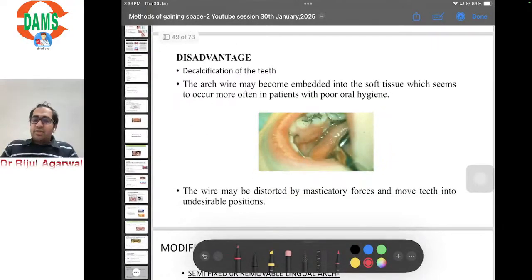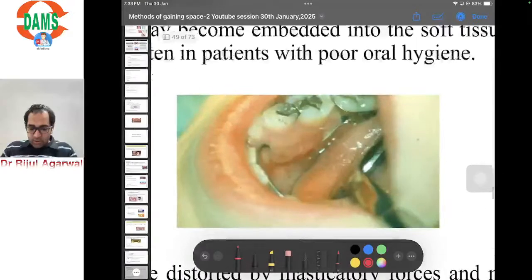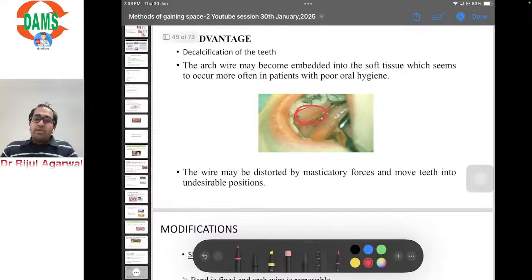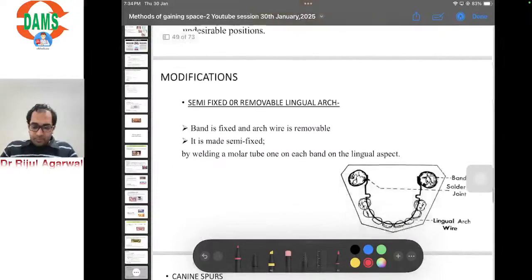The disadvantage is decalcification of the teeth under the band and material. The arch wire can become embedded in the soft tissue, which seems to occur more often in patients with poor oral hygiene. So this is the image in which the arch wire is embedded in the soft tissue. The wire can become distorted by the presence of masticatory forces.